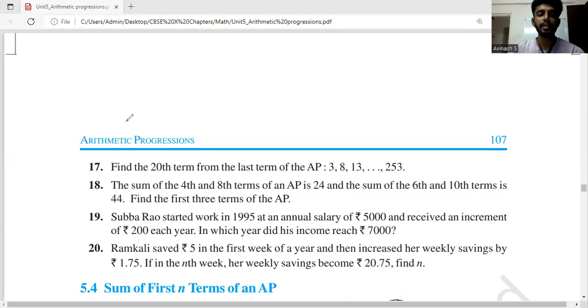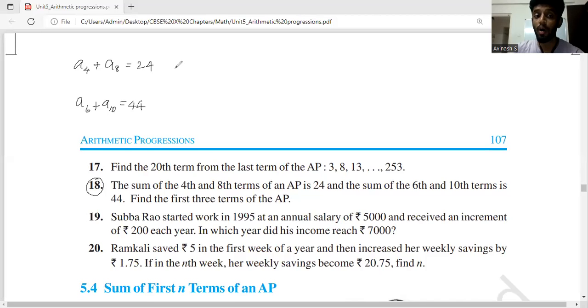So when it comes to the 18th question, we have been given that the sum of the 4th and 8th terms of an AP is 24, which means the 4th term is A4 and the 8th term is A8, and the sum of them is given as 24. And the sum of the 6th term and the 10th term, which is A6 and A10, when you add these two, you get 44. That is what is given in the question.